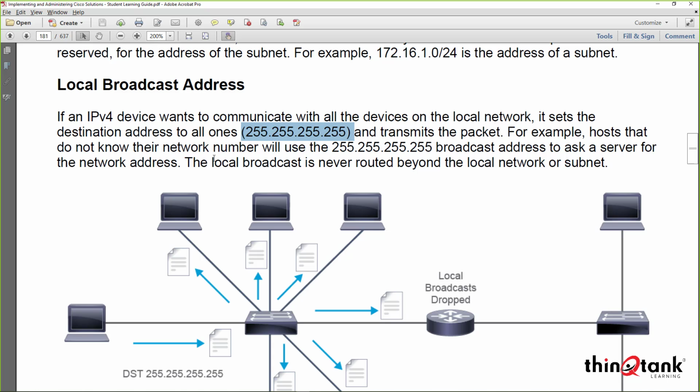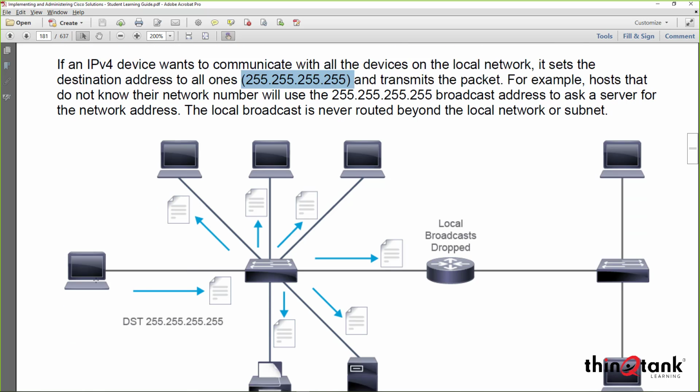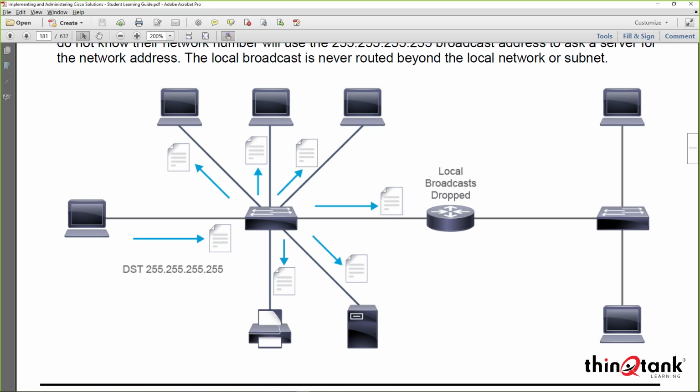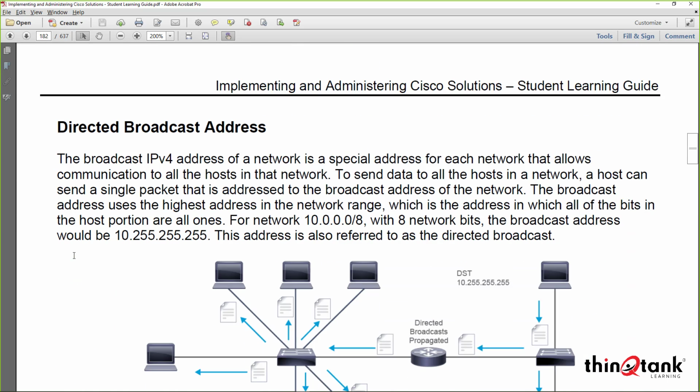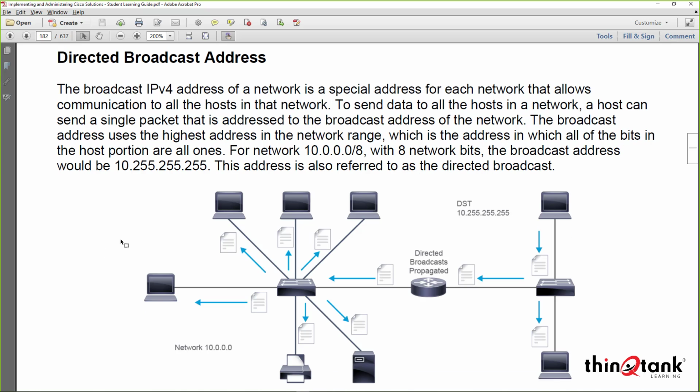Just because it's not directed to a particular subnet does not mean that it goes beyond the router. It still stops at the router. Routers always drop broadcasts, whether they're subnet directed broadcasts or the all ones broadcast. Routers never ever forward broadcast packets. The directed broadcast address would be the broadcast address that's specific to a particular subnet. And again, this is always the very last address within the subnet scope. The first address is the network ID. The very last address is the broadcast ID.